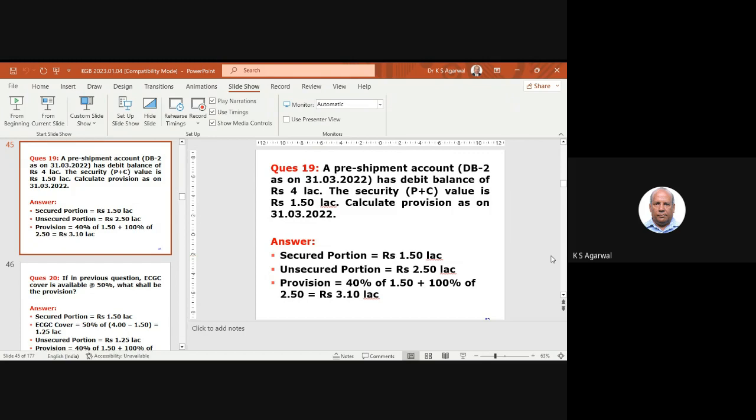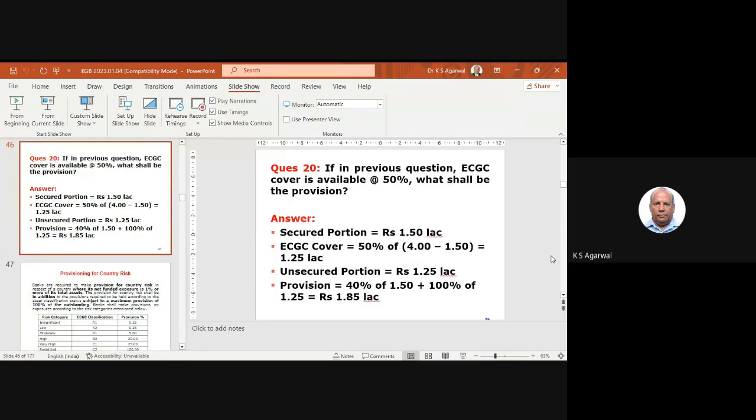Now, if in the same example, the ECGC cover is available to the extent of 50%, what shall be the provision? Same example. Now, we have seen the secured portion is 1.5. So I will first deduct 1.5 from balance outstanding 4. 4 minus 1.5. And on that, I will apply the coverage ratio, 50%. So ECGC cover will be 50% of 4 minus 1.5, that is 1.25.